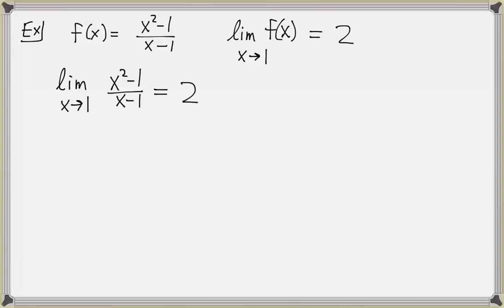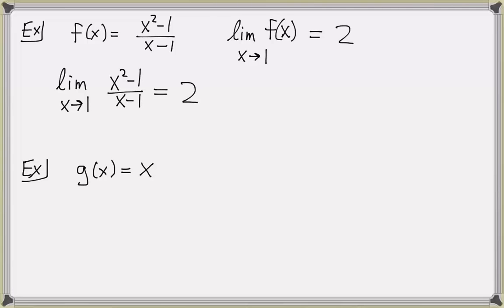So we're saying that the value of this function, x squared minus 1 over x minus 1, these values get closer and closer to 2 as x gets closer and closer to 1, but not equal to 1. Remember, this function isn't even defined at x equals 1. As x approaches a, we're not concerned with the function's value at a. We're just concerned with what is happening as the function approaches a from both sides.